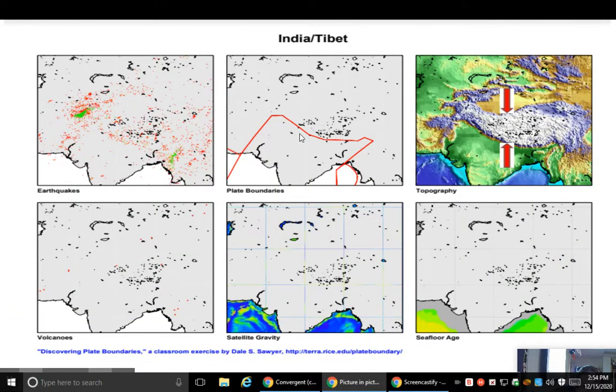So analyzing these maps, here you have India and then you have the Eurasian plate above, activity here, and here's that plate boundary where you are on a convergent boundary where plates are colliding and forming the Himalaya Mountains.